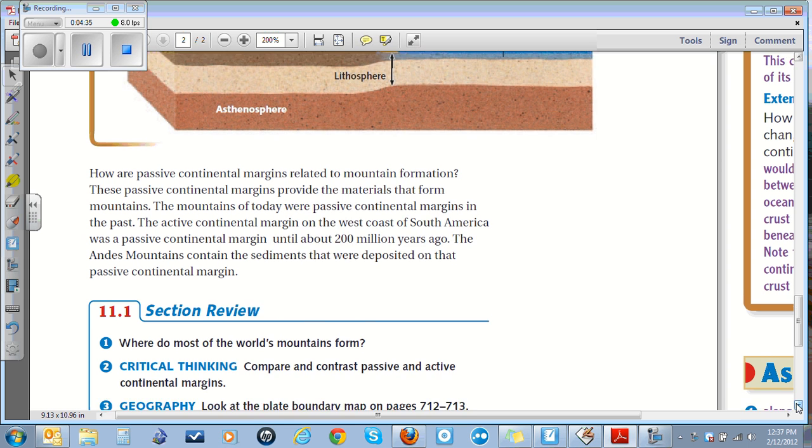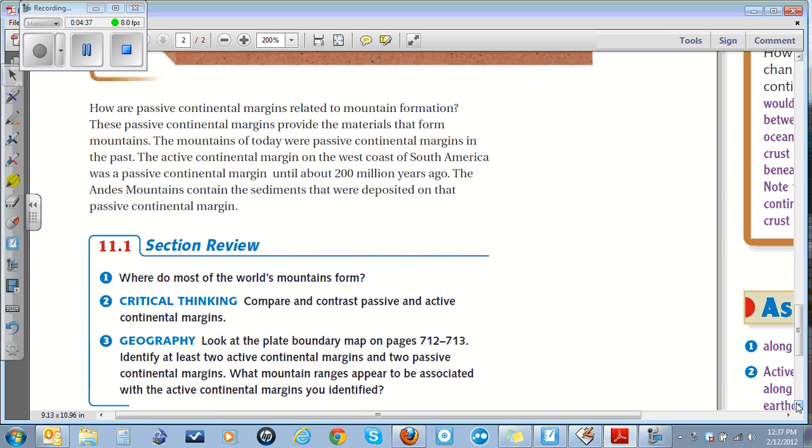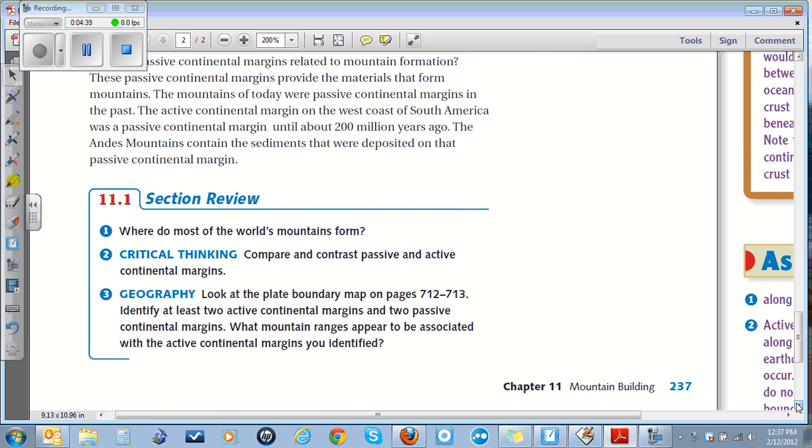At this time, take out a sheet of paper and answer the three questions for this Chapter 11, Section 1 review.